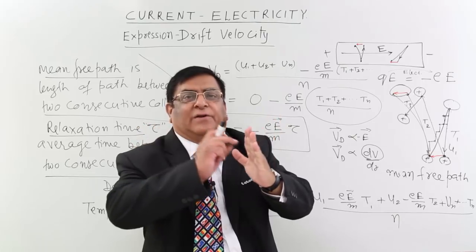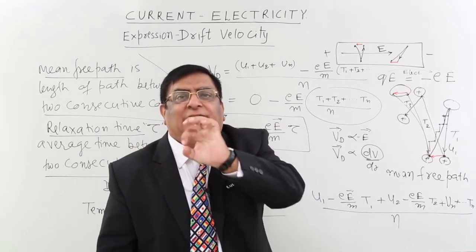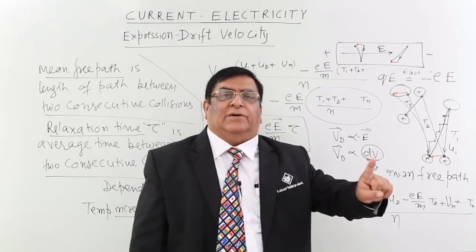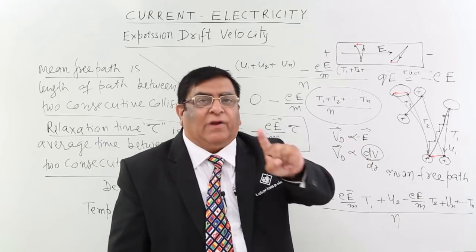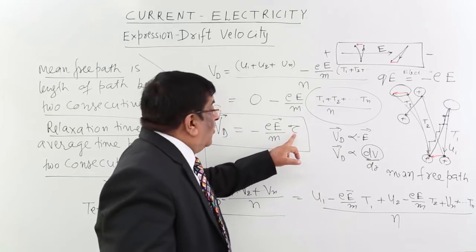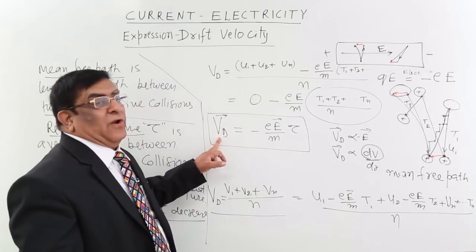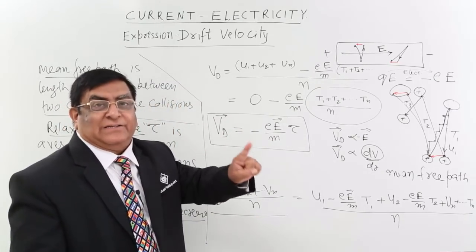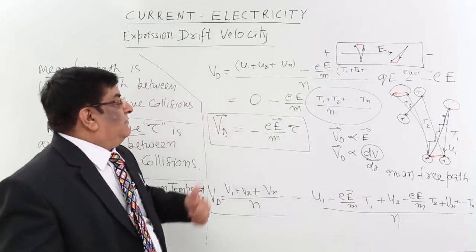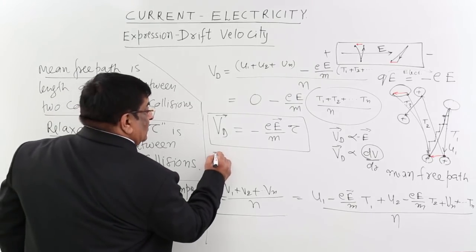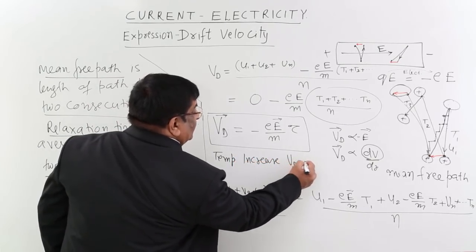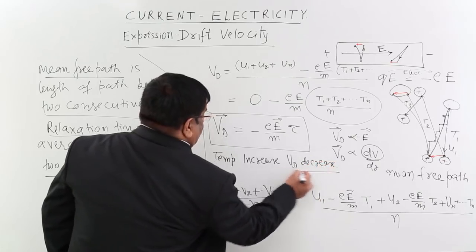This answers your question: if we increase the potential difference, what is the effect on drift velocity? Answer: drift velocity will increase with the increase of voltage and electric field. And what will happen to drift velocity when temperature increases? When temperature increases, tau will decrease, and if tau decreases, drift velocity will decrease. So with voltage and electric field, drift velocity increases, but with increase of temperature, drift velocity decreases.